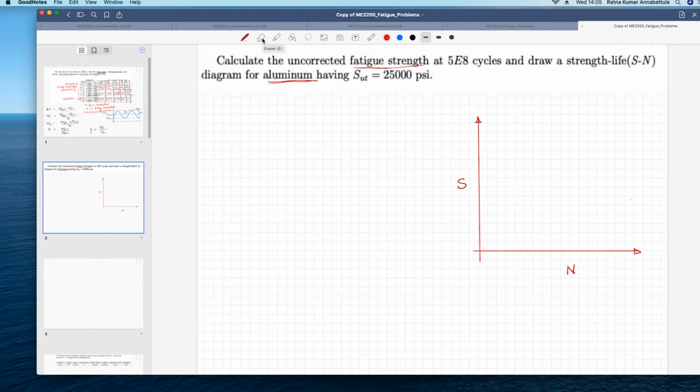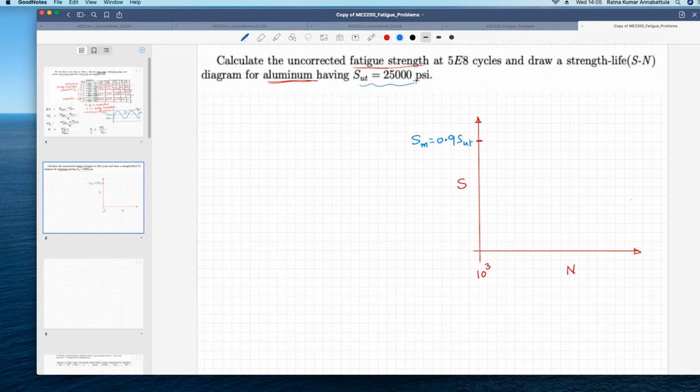Okay, so now we know that the HCF regime is applicable from 10 power 3 cycles and higher. So I am plotting here, this is 10 power 3 cycles, and corresponding to 10 power 3 cycles, the HCF regime starts at a position called SM, that is 0.9 SUT. SUT is your ultimate strength.